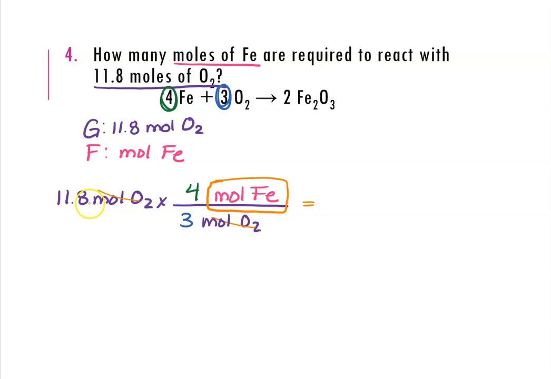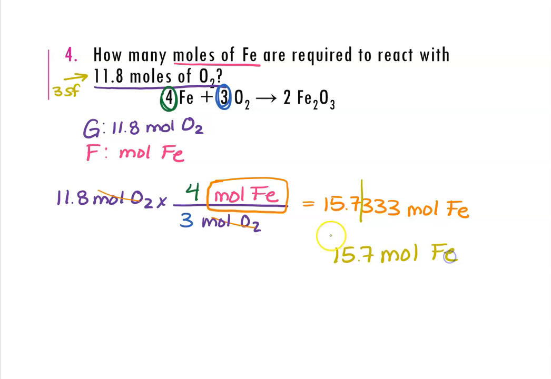So I put 11.8 times 4 divided by 3 into my calculator, and I get 15.7333 moles of Fe. And then my last step is to put it into correct sig figs. 11.8 has 3 significant figures, so 1, 2, 3. That 3 means that I don't have to do anything to the 7. So this is just 15.7 moles of Fe. All right, so that is how we find mole ratio.